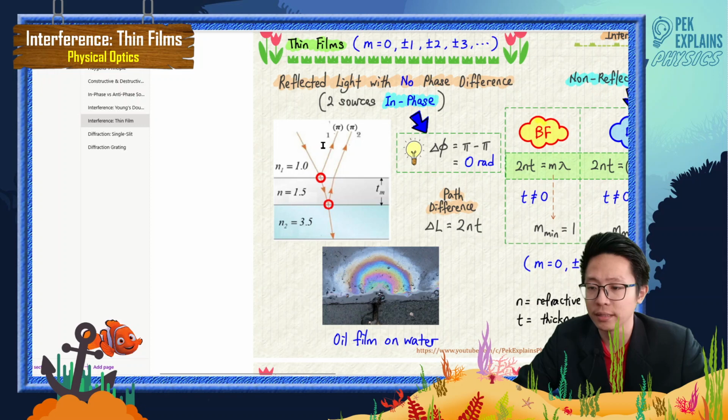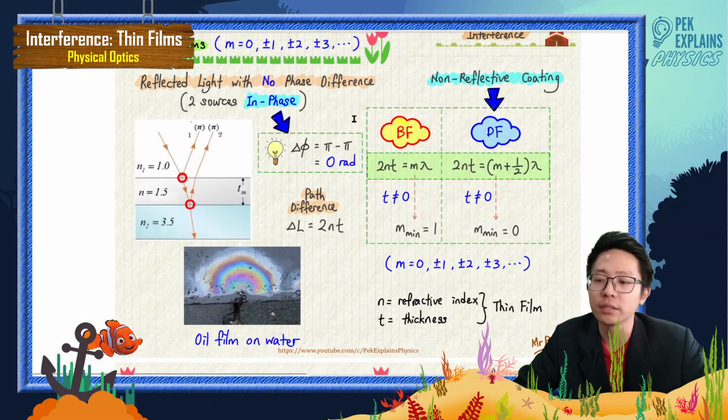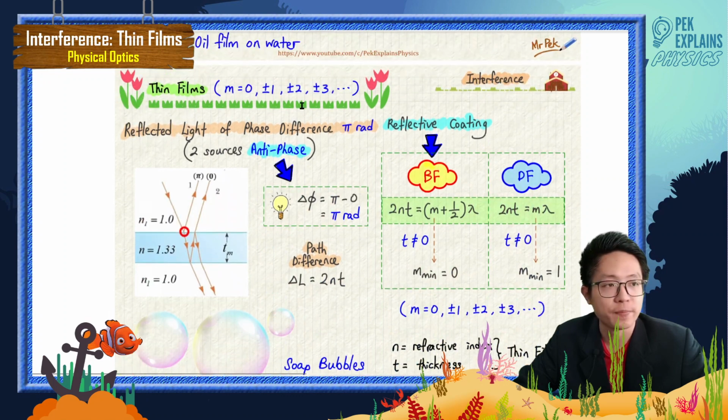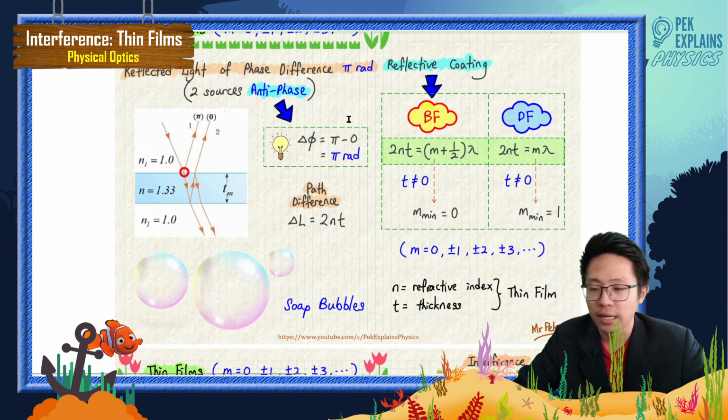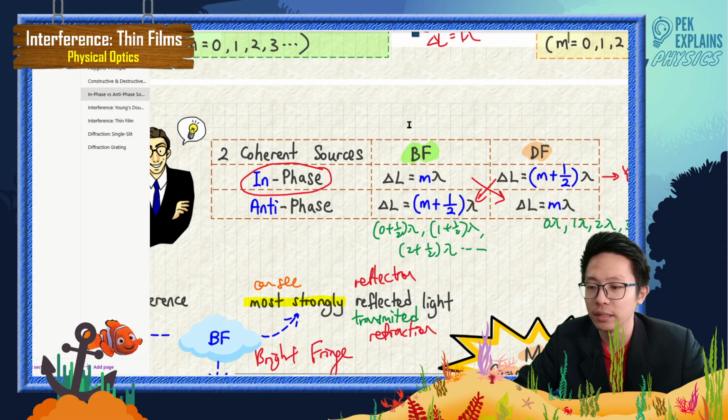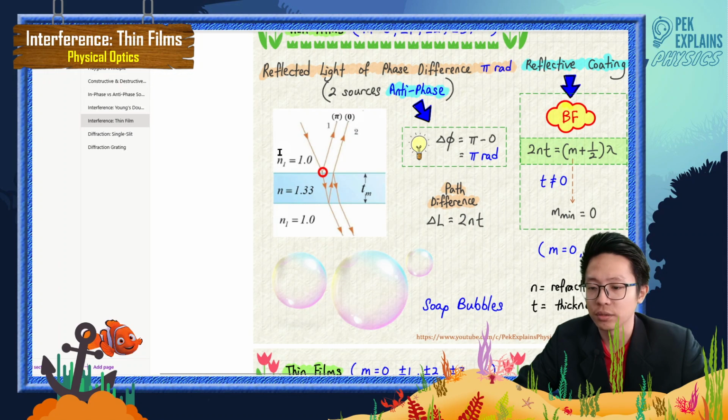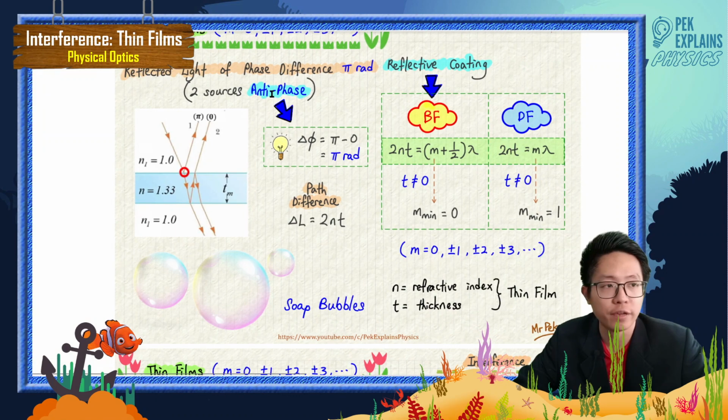It is the same as this one. For an in-phase source, the bright fringe will use m lambda, and the dark fringe will use m plus half lambda. But for anti-phase, the bright fringe will use m plus half lambda, just the same as what we learned earlier. If anti-phase, bright fringe uses m plus half lambda, dark fringe uses m lambda.